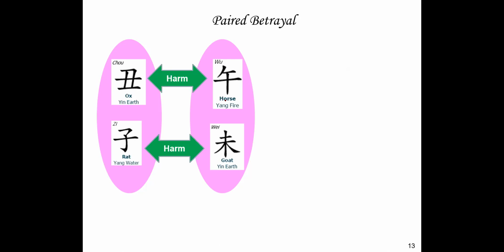So what is the pair? The pair would be where there will want to be a combination, that the horse wants to combine with the goat, and the ox wants to combine with the rat. Therefore, the rat will harm the goat, the horse will harm the ox. Therefore, there's a harm relationship. This is the one pair.